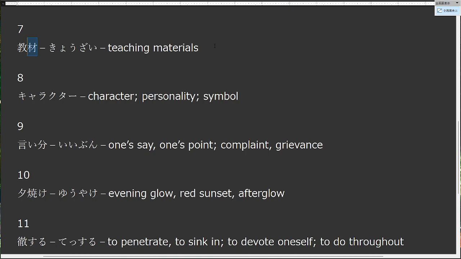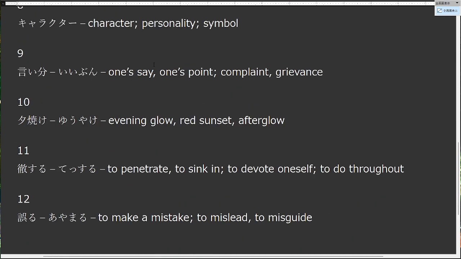Kyozai desu. Kyozai are teaching materials. Number 8 is another all katakana with no kanji, kyarakta. A kyarakta is literally a character like from a video game or a novel, a personality meaning their character, or a symbol like a letter.